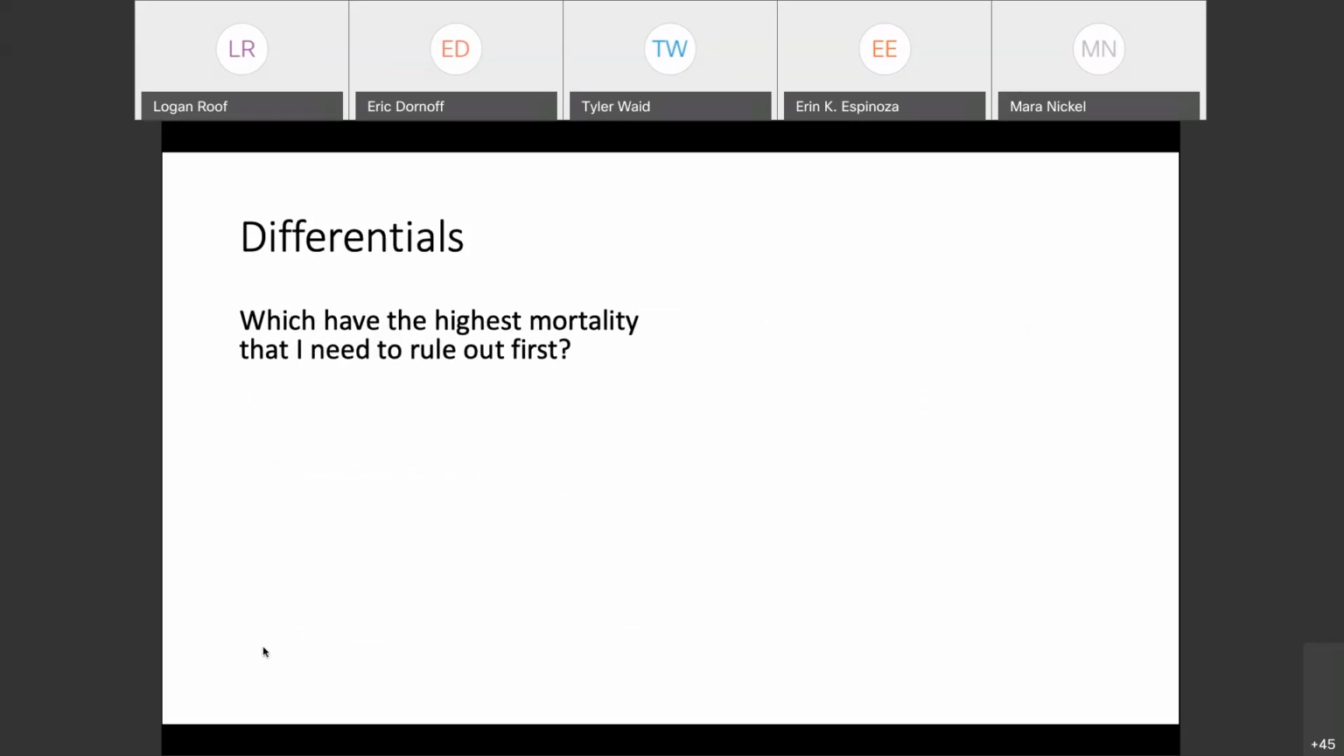So, differentials. The way I think about differentials is maybe a little different from other people, but I think: what are the few things that are going to kill the patient quickly and that I cannot miss?